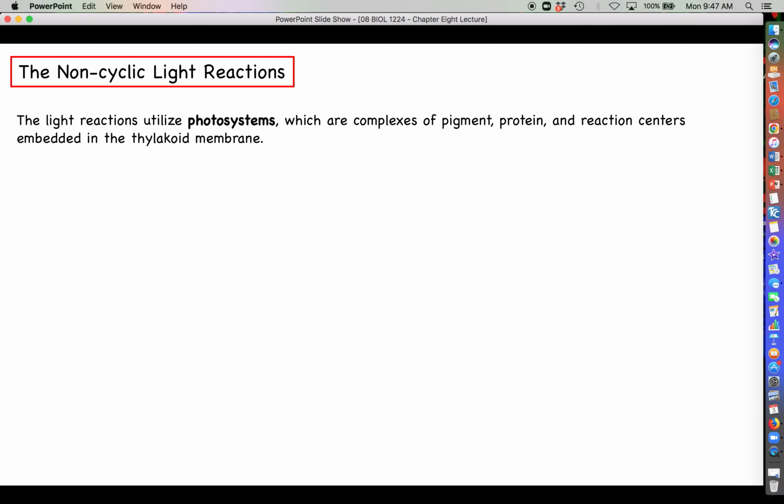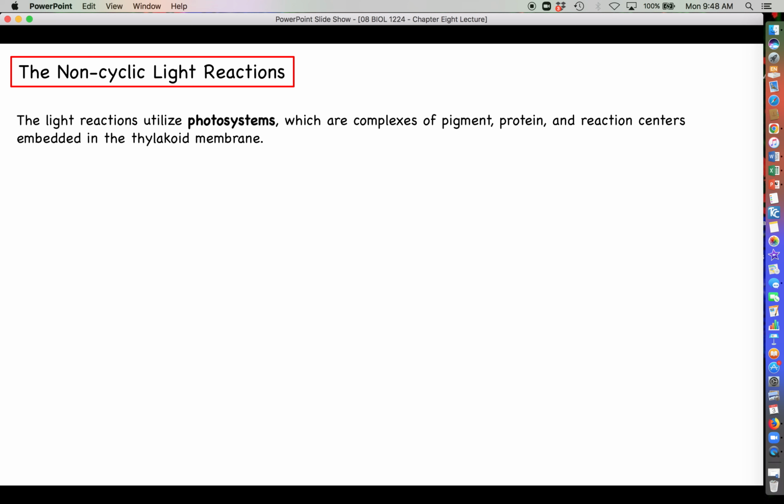Okay, so we are going to talk about what are called the non-cyclic light reactions, which are going to essentially make for us two high-energy molecules, ATP and NADPH. The cyclic light reactions, which we are not going to talk about, just make ATP. So we definitely need the non-cyclic light reactions because both ATP and NADPH are necessary.